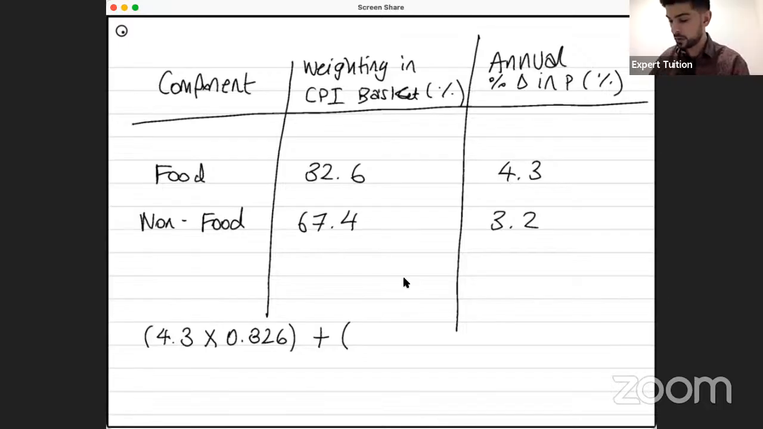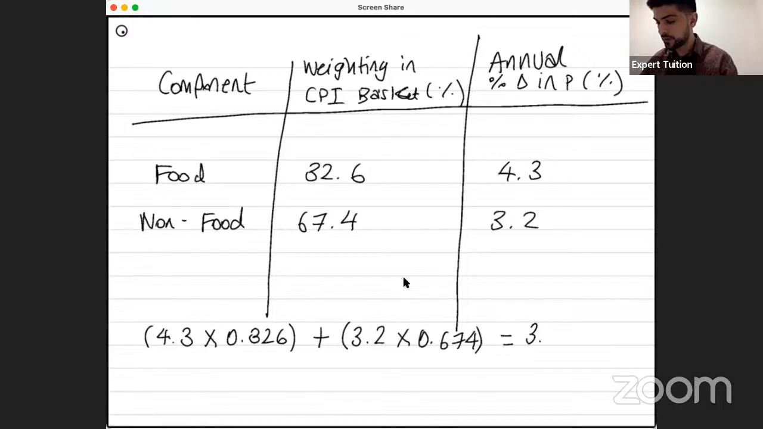The other thing I need to factor in now is non-food. Non-food goes up 3.2%, times, and remember, it needs to account for 67.4% of the overall number. So I do times 0.674. You can plug that into your calculator. I think that should give us 3.56 roughly, if you round it to 2 decimal places.